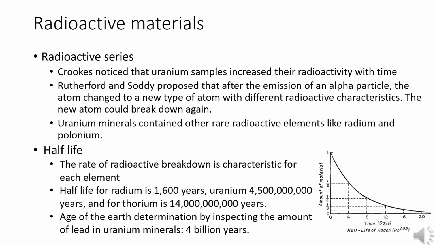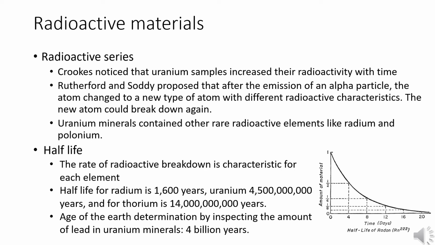And finally, we will talk about some radioactive materials, but more precisely about the half-life and isotopes. At first, we should mention that there was some empirical evidence, mainly by Crookes, that uranium samples increase their radioactivity with time. So it was known that the radioactivity of uranium was weak, as we discussed before, as in the case of uranium and thorium. But what Crookes noticed is that after time, this radioactivity started to increase.